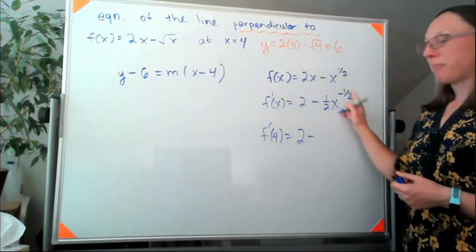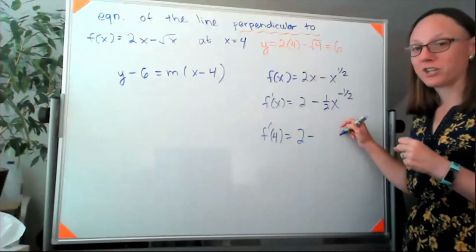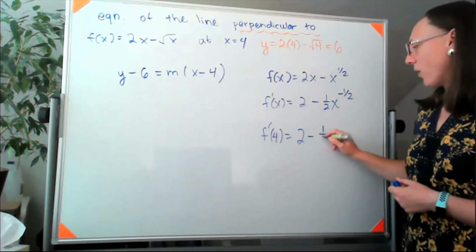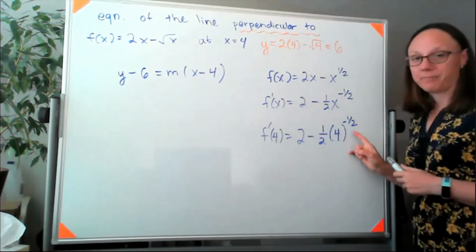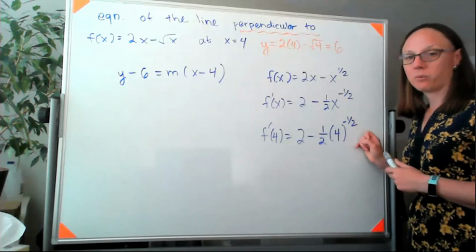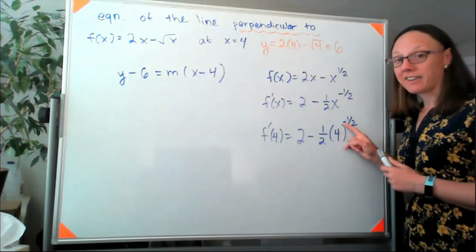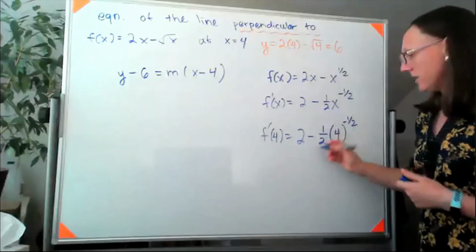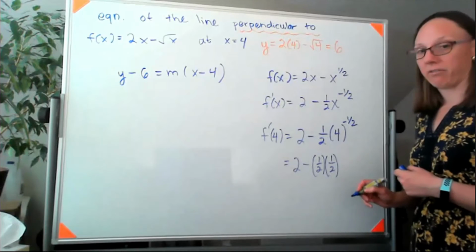2 minus, and here we're also going to, similarly to the problem we just did, have to deal with a number raised to a negative fraction exponent. So I've got 1/2 times 4 to the negative 1/2. I'm going to deal with the 1/2 exponent first. A 1/2 exponent means we're taking the square root. The square root of 4 is 2. Then I've got that negative exponent. So instead of being a 2, it's going to be a 1/2. So I'm looking at 2 minus 1/2 times another 1/2.